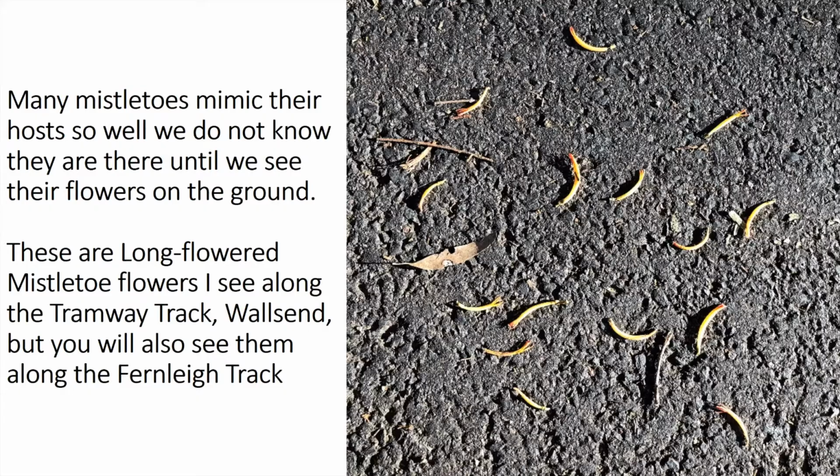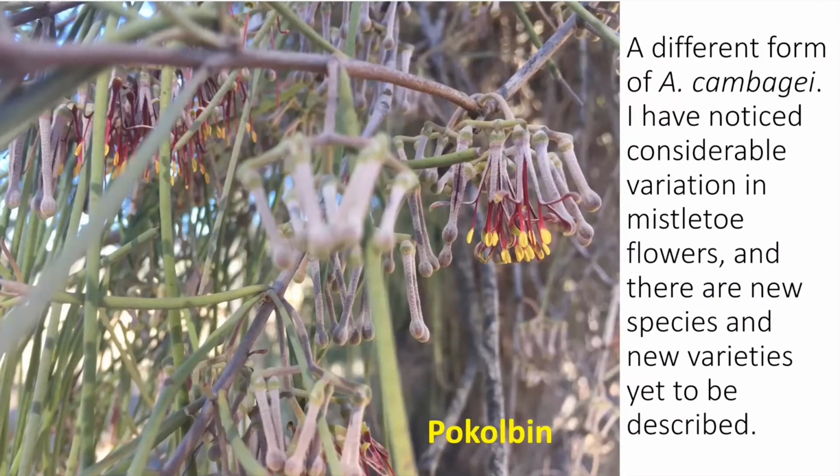The next mistletoe is a different form of Amyema cambagei, the needle leaf mistletoe, and the outside of the flowers are really hairy. This one's growing at Pokolbin, which is the winery area. So if you go up that way, tell people you're going up to check mistletoes, but you may get thirsty and need a bit of liquid while you're up here. But the difference between this form of cambagei and the other one is quite distinct.